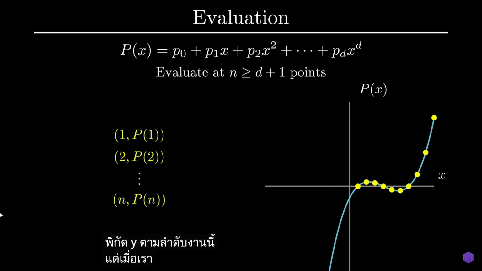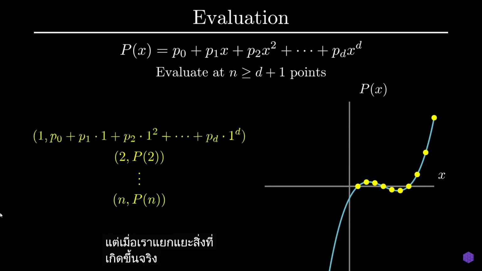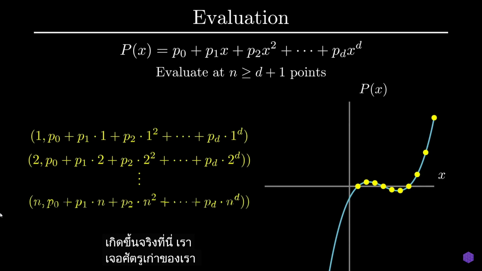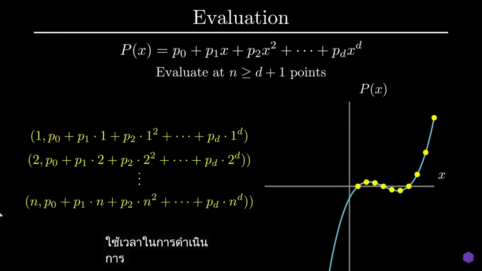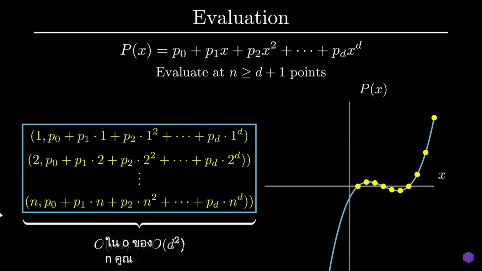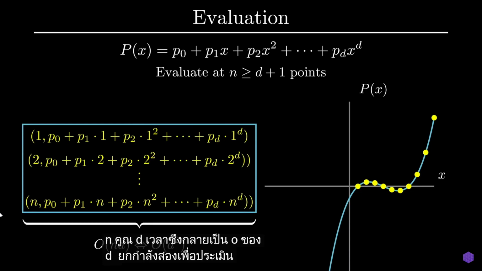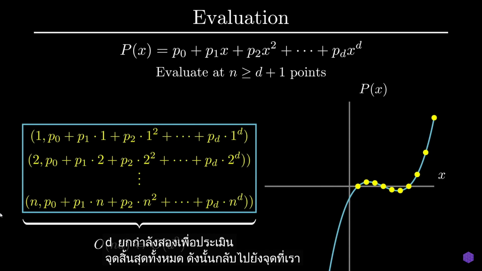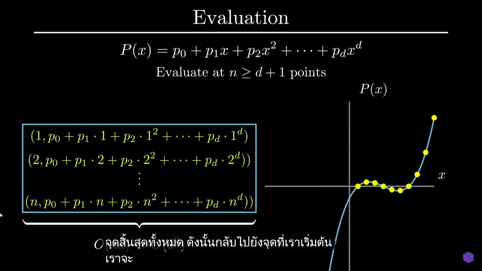This works, but when we deconstruct what's actually going on here, we run into our old foe. Each evaluation will take O of d operations, making this method run in O of n times d time, which ends up being O of d squared to evaluate all n points. So we're back to where we started. Can we find a way to optimize this?